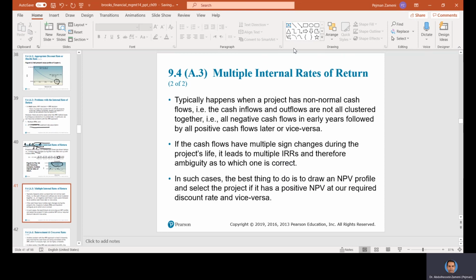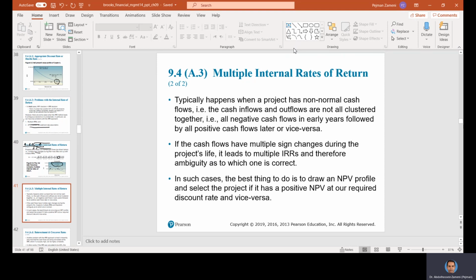This typically happens when a project has non-normal cash flows. For example, the cash inflows and outflows are not all clustered together, such as all negative cash flows in early years followed by all positive cash flows later, or vice versa. If the cash flows have multiple sign changes during the project's life, it leads to multiple IRRs and therefore ambiguity as to which one is correct.